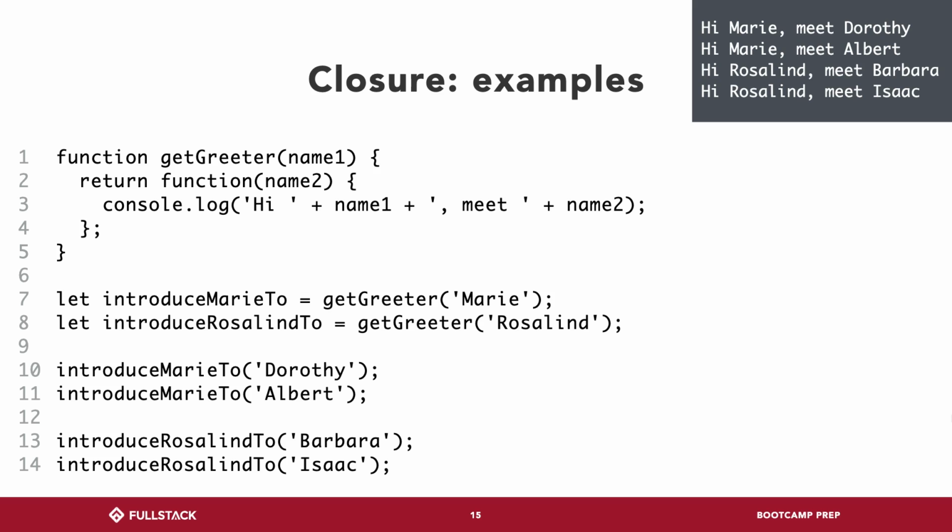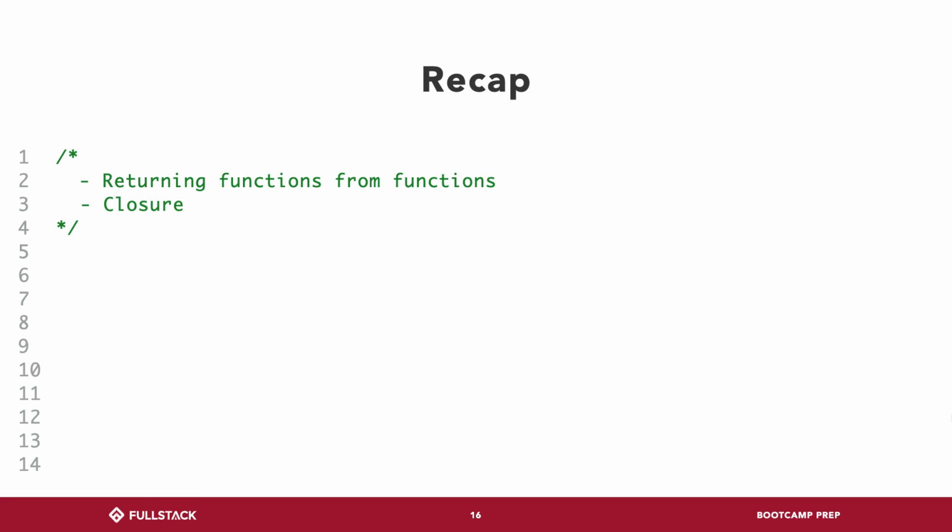This example has nothing really different in it, but it shows you how I'm literally writing on my keyboard, introduce Mary to Dorothy. Hi Mary, meet Dorothy. If you can make your code sound like a person, you're doing a good job with naming things. Okay? Nothing new here, though. Is anyone confused by this? Okay. So, a recap. We talked about returning functions and functions, and we talked about closure.